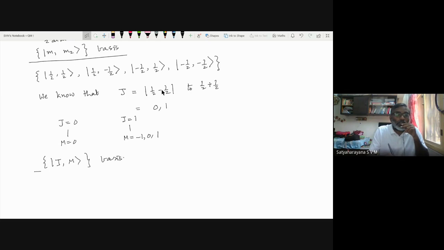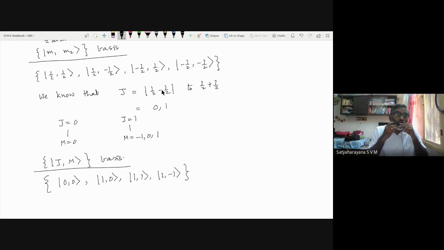Okay, so you want to write down the Jm basis. That is (0,0), (1,0), (1,1), (1,-1). So this also has 4 elements like this.